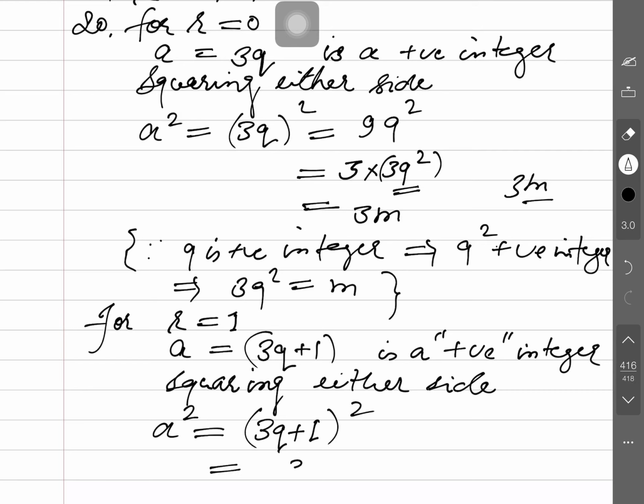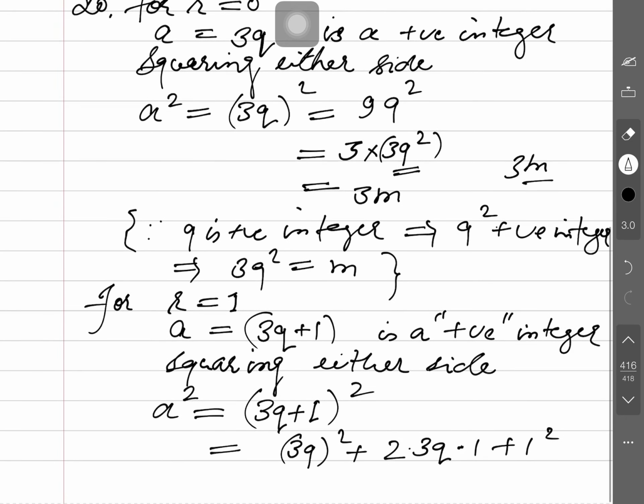Expand it. First term square, 2 into first term and second term, plus second term square. Just recall a square plus twice ab plus b square. Do you remember the identity? So what further is to be done here? 9q square plus 3 twos are 6q plus 1. Now this is to be carried further.